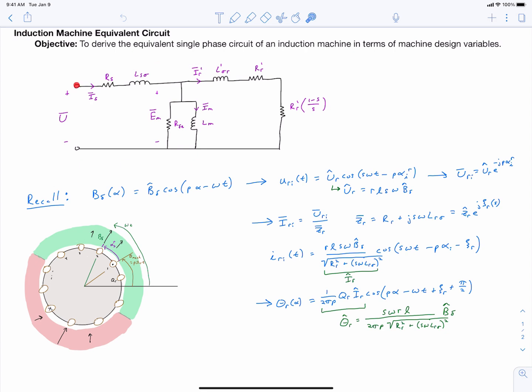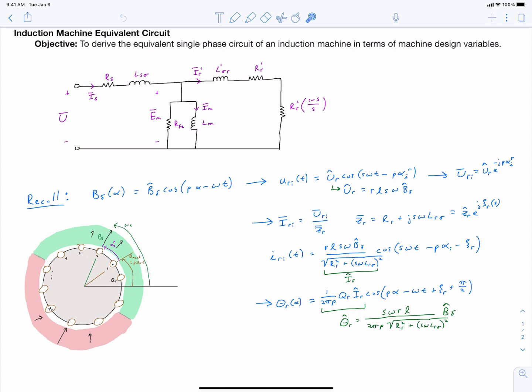The idea is that across these terminals is the phase U voltage, or it could be the phase W or the phase V voltage. It's one of the stator voltage terminals. And going in here, we've got stator winding resistance, leakage inductance. We've got a magnetizing inductance. And then going on this path over here, we've got our equivalent phase of a rotor circuit.